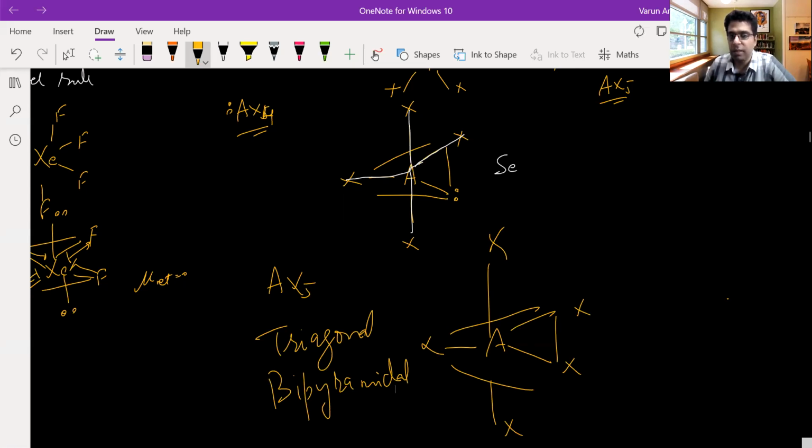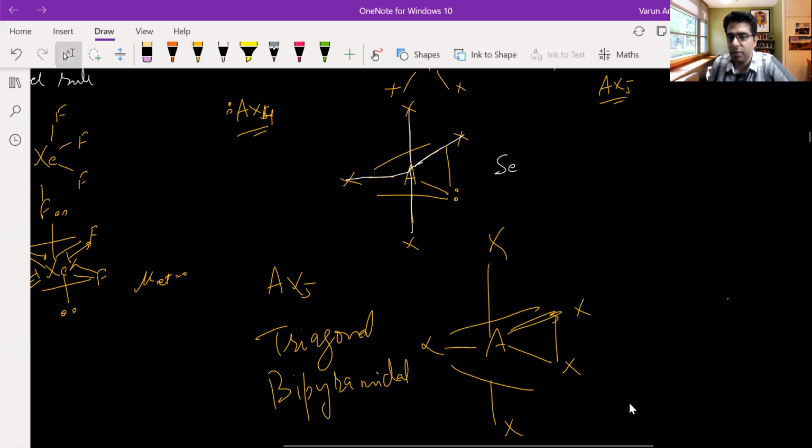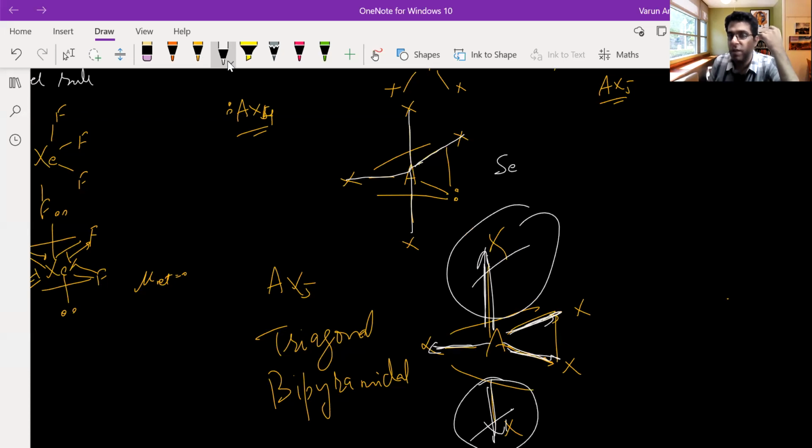So here it is a symmetrical molecule. In the equilateral triangle, as I have already discussed, these dipole moments will get cancelled out, and this dipole moment will be cancelled out with this dipole moment. So remember, these bond lengths are different from these bond lengths. So these two dipole moments are different from these three dipole moments.